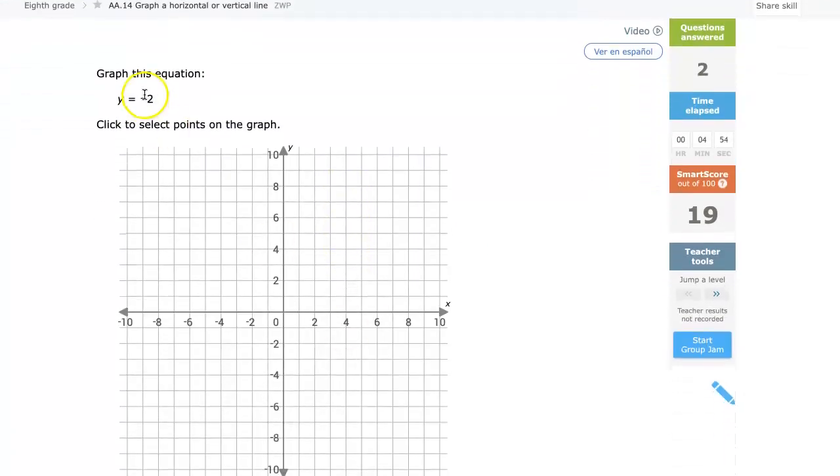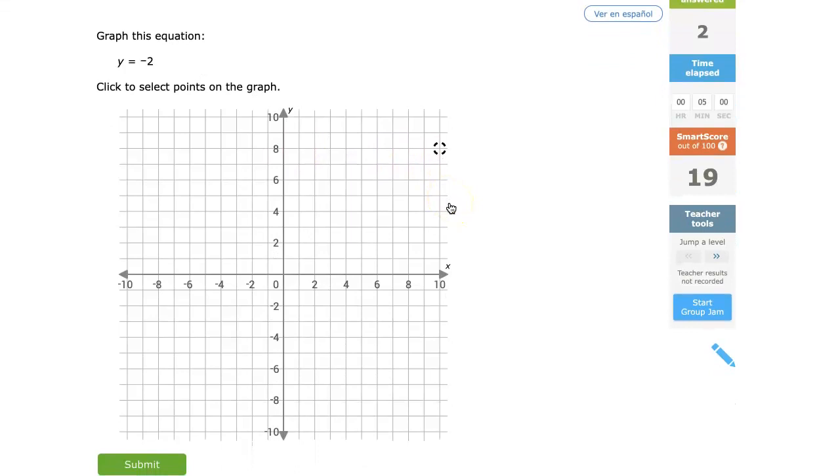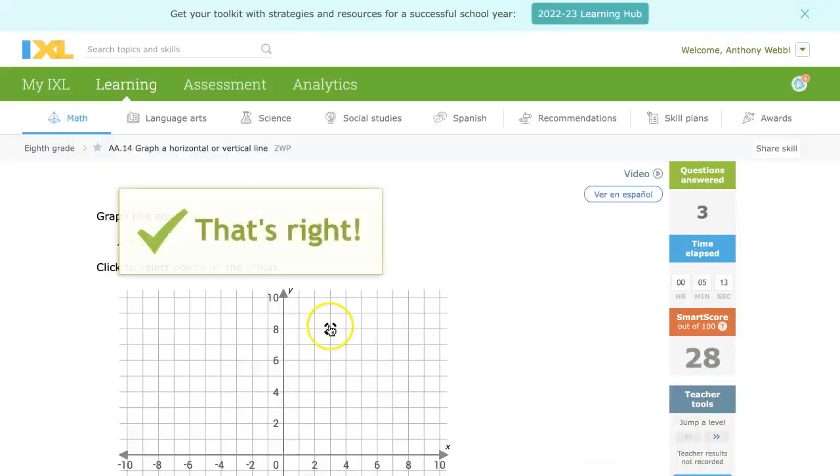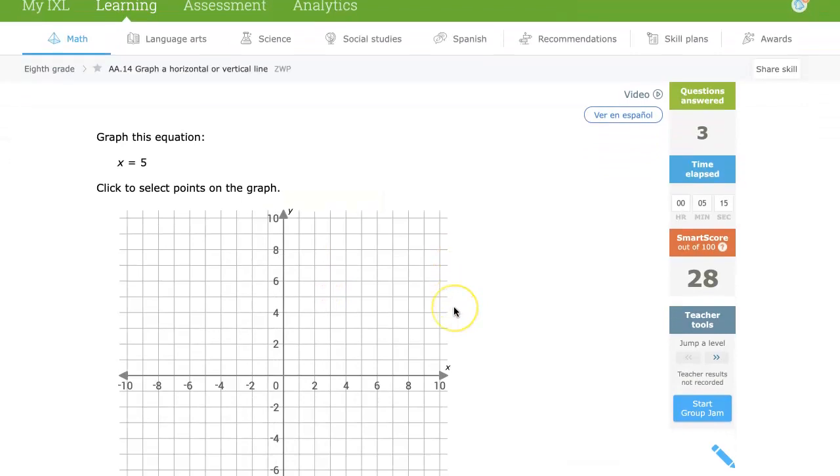And then this one is at y equals -2. So just like how x was a vertical line, y is actually going to be a horizontal line. So it's actually kind of the opposite of what you'd expect. And same reason as before applies. That is because no matter what the value for x is, y is always going to be -2. So we can go ahead and select any 2 points at -2 and submit, and we are correct. So it is that simple.